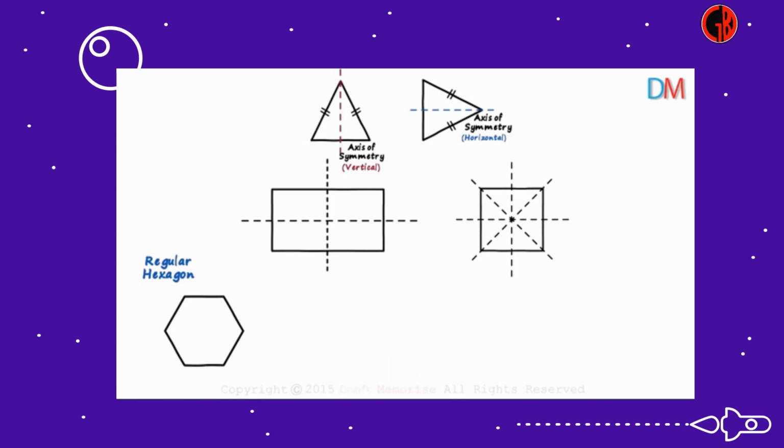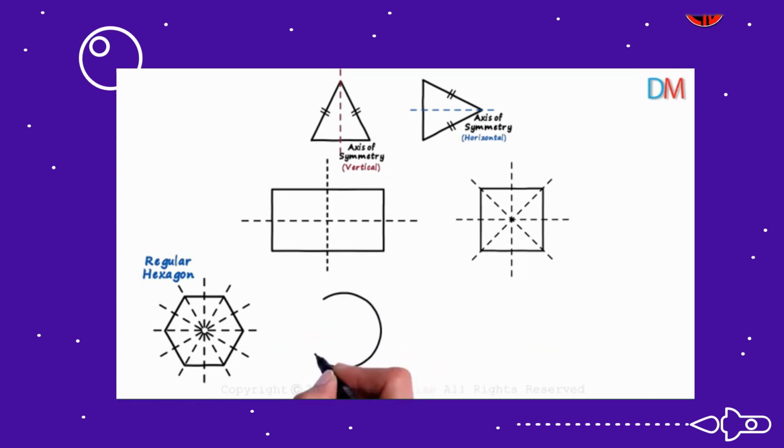Okay, let's see. The horizontal and the vertical ones are obvious. These two diagonals would also be the axes of symmetry. Do you think there are any more? Yes, the line joining the midpoints of these two sides, and the line joining the midpoints of these two sides will also be the axes of symmetry. Folding the figure along any of the lines will give us matching parts, six in all.